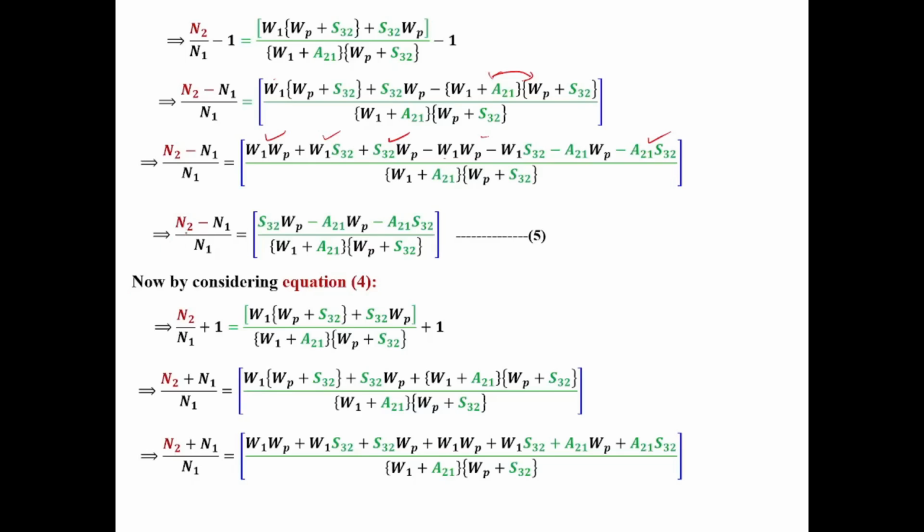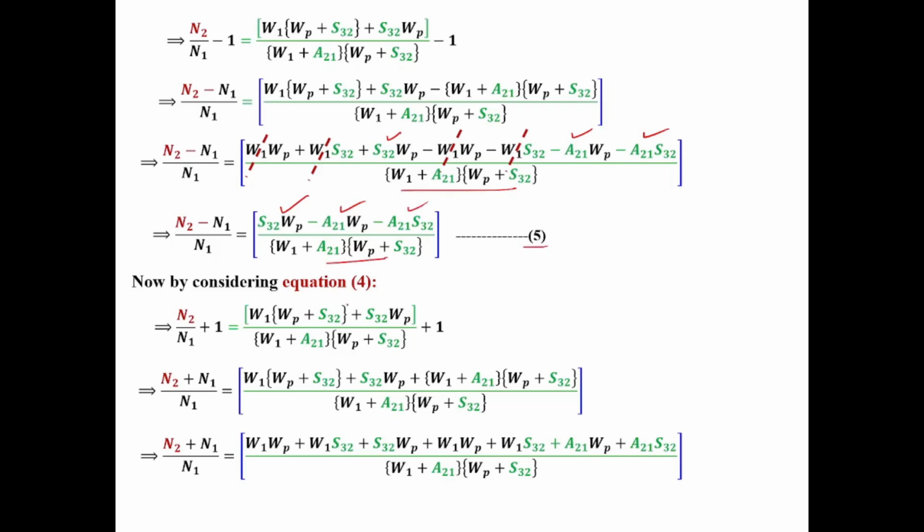That implies N2 minus N1 by N2. Here you can see these two terms will get cancelled: W1 into WP, here minus W1 WP, these two terms, here plus W1 S32, here minus W1 S32. So these terms will be cancelled out. The rest of the terms are S32 WP minus A21 WP minus A21 S32 by these two terms. This is your equation number 5.